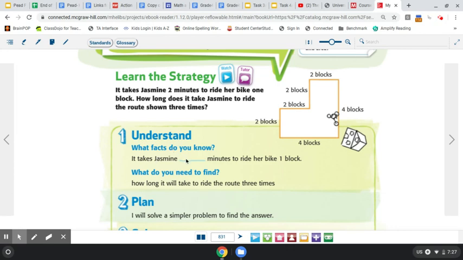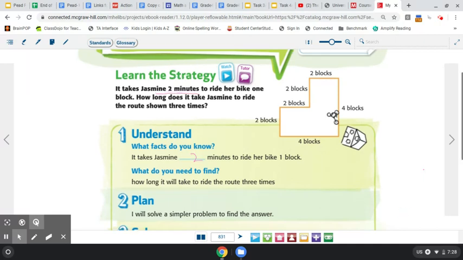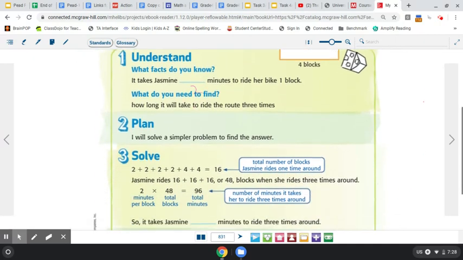Okay, so it takes Jasmine how many minutes to ride her bike 1 block? It says it here in the problem. Takes Jasmine 2 minutes. Okay. How long will it take her to ride the route 3 times? So if she's going around her neighborhood, this is the route. How long will it take her to do it 3 times? Why can't I scroll down? Okay, there we go. I will solve a simpler problem to find the answer.